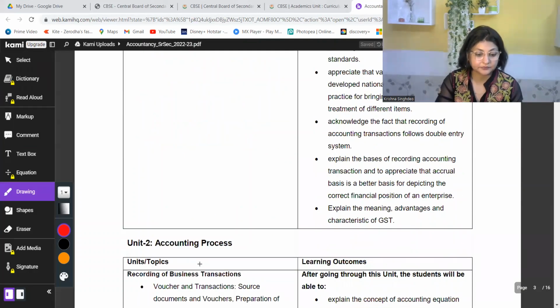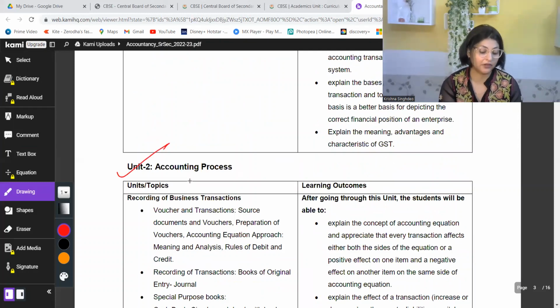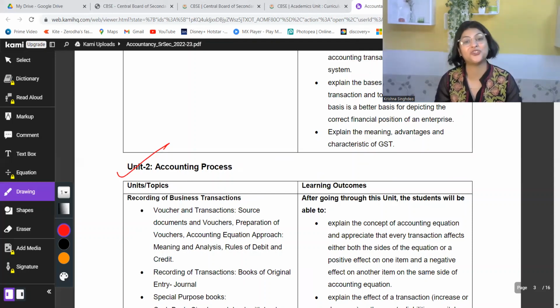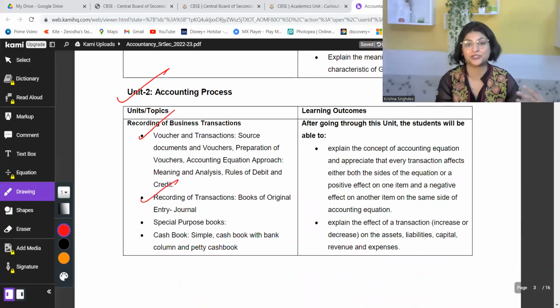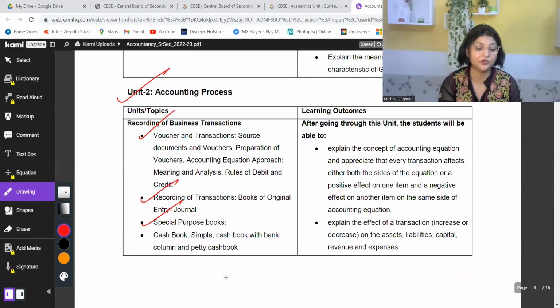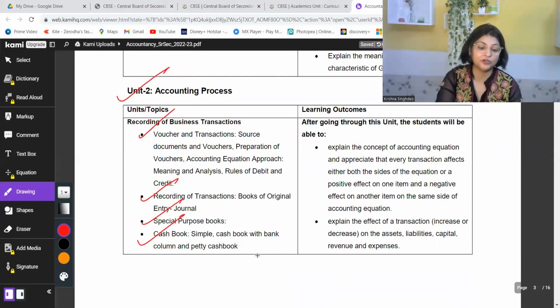Next is Unit 2, where we start our numerical or practical questions, in which the theory is going to be less, all practical based, and a lot of questions are there, so you are going to enjoy accounting from here. So: vouchers and transactions, source documents, and recording of transactions in the books of original entry, which is called journal. Each one of it you will understand in detail. There are full chapters in the books for this. Then special purpose books like sales book and purchase book will be given to you. Cash book will be given to you. All this you are going to learn from unit 2 onwards.